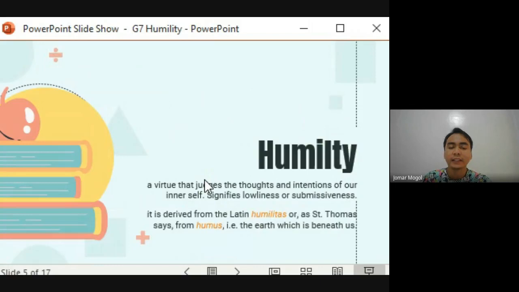Humility was defined in our module as a virtue that judges the thoughts and intentions of our inner self. It also signifies lowliness or submissiveness. It is derived from the Latin word humilitas, or as Saint Thomas says, it is from humus, which means earth, which is beneath us.